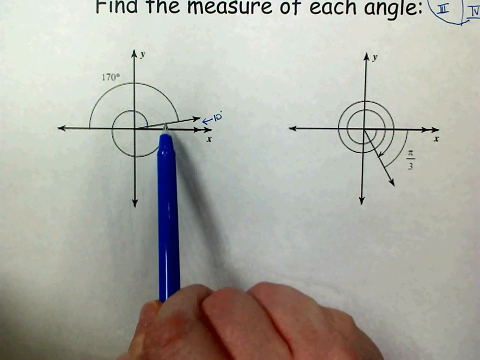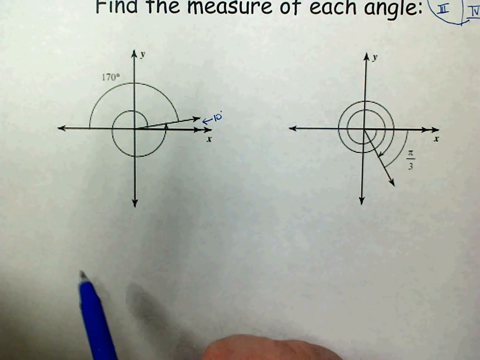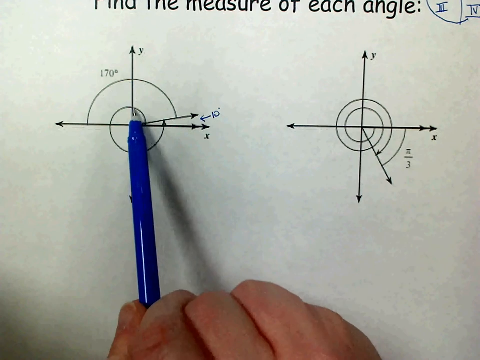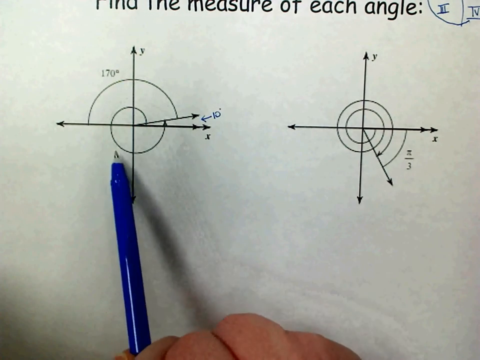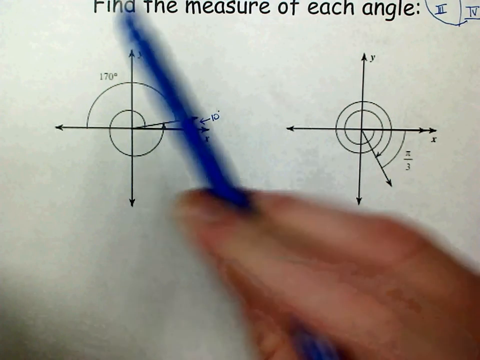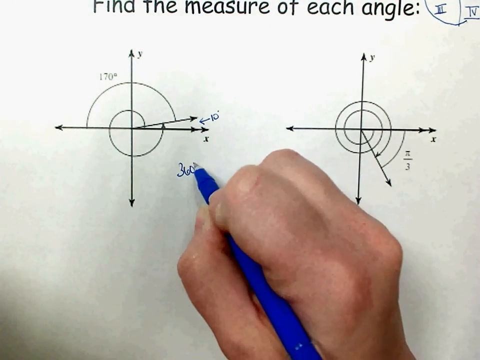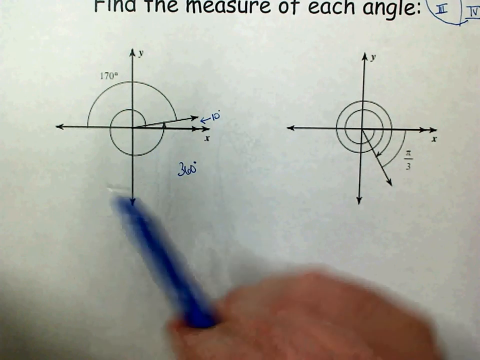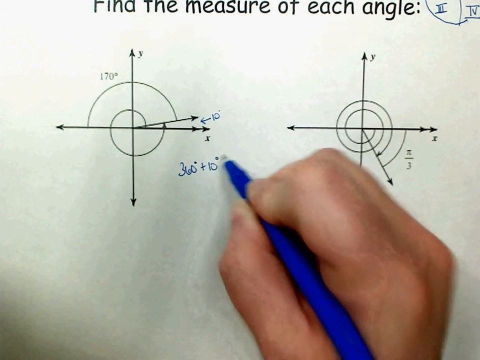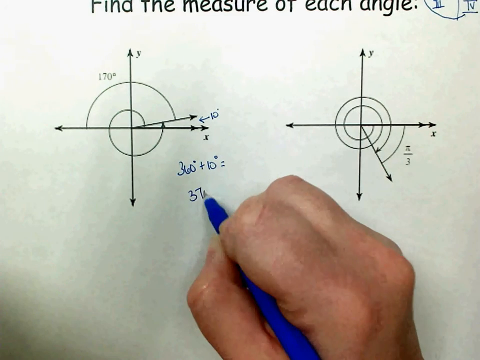So notice this revolution is going counterclockwise, so it's positive, and it goes around one full revolution, so that's 360 degrees every time I go a full revolution in degrees, plus that little sliver that we said was 10 degrees. So altogether, the answer would be 370 degrees for that revolution.